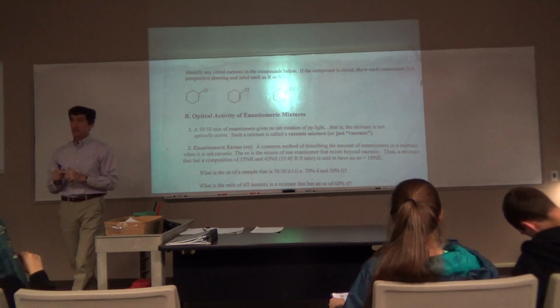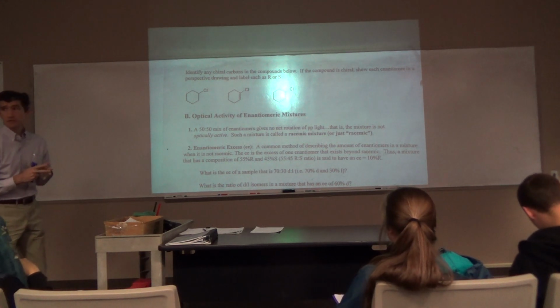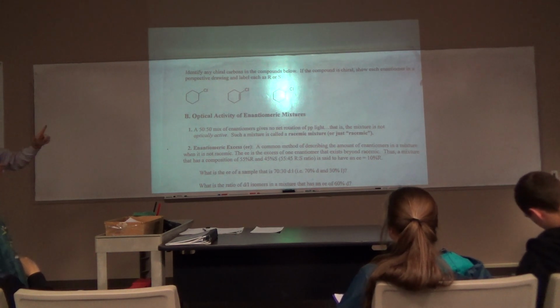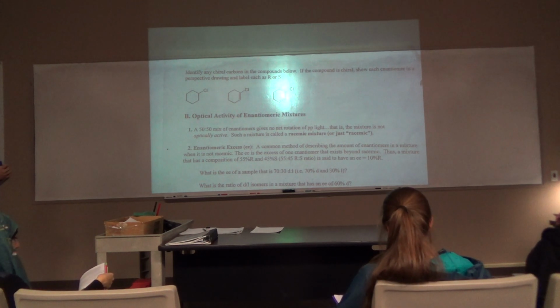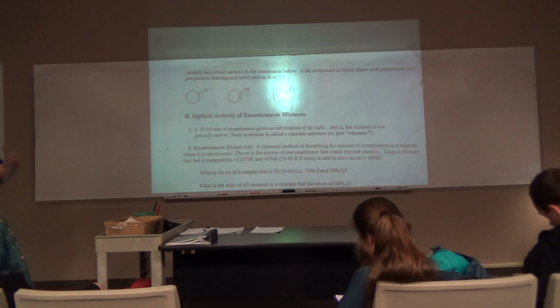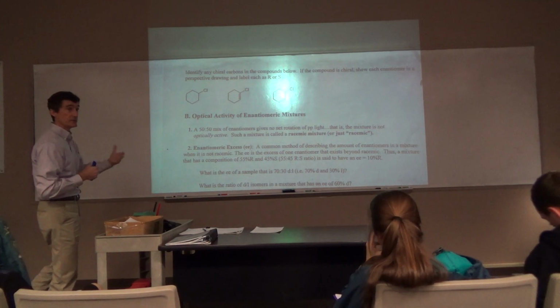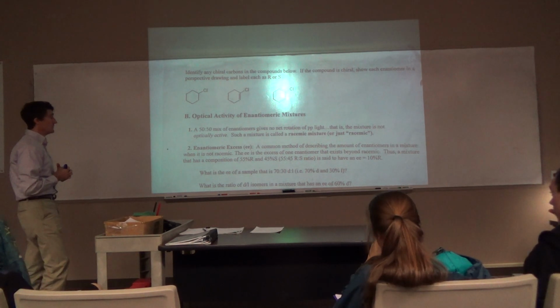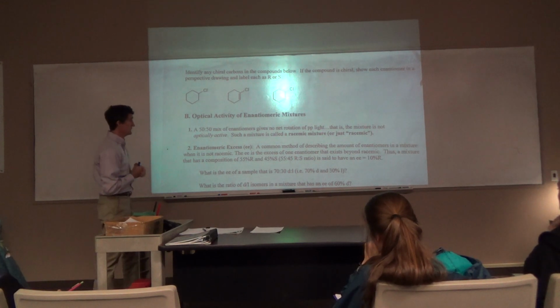A 100-0 mix is also easy, because that's going to be a literature value. We've given that for 2-butanol before. What was that, plus or minus 13.5, I believe? That comes from literature, or you have to determine it yourself. If you have a pure compound, a pure enantiomer, then the value is the value. A 50-50 mix is easy. Zero is the value.